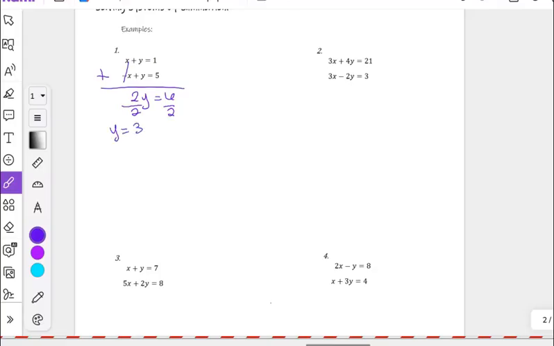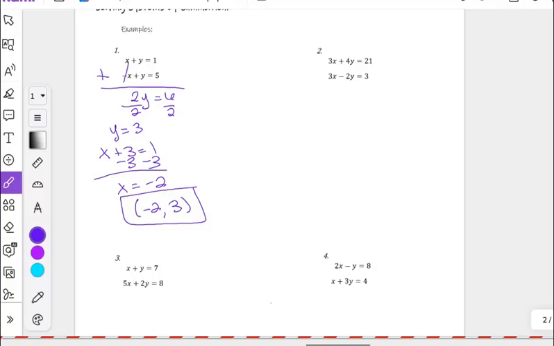I then have to plug that 3 in, for y, into my original equation. So x plus 3 equals 1. Subtract 3, x equals negative 2. Write this in an ordered pair, negative 2, 3, and there's your answer.